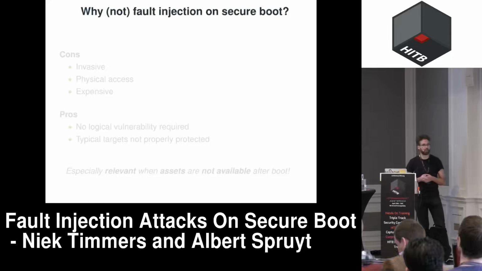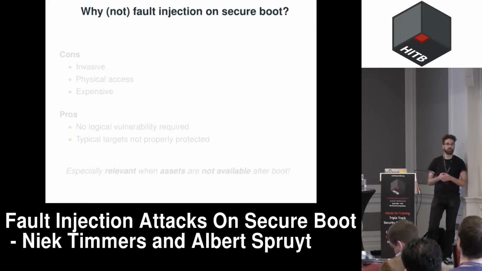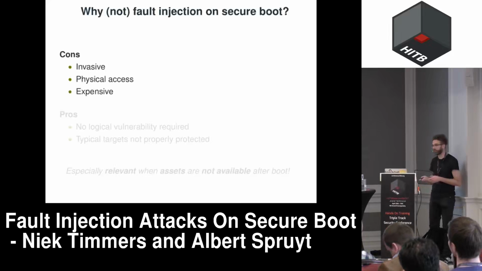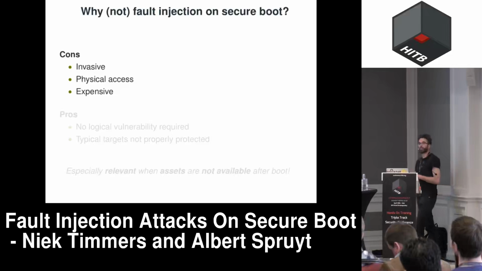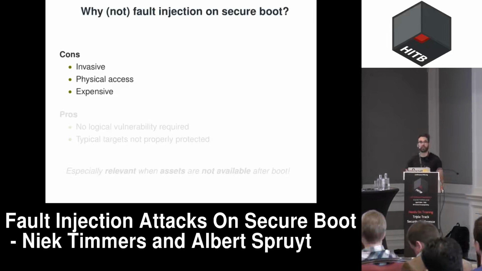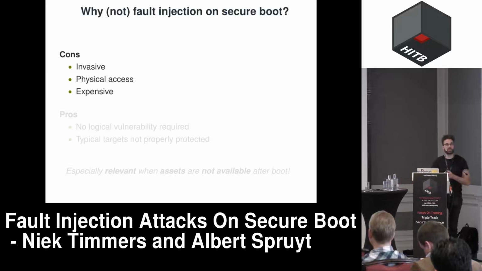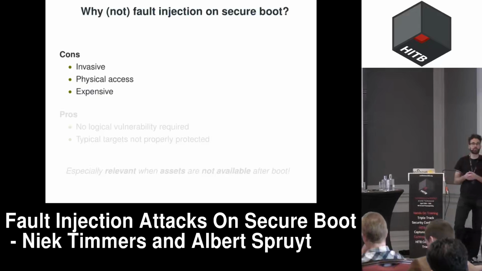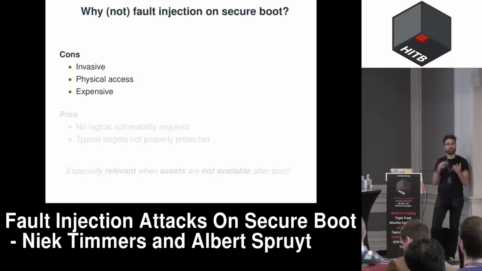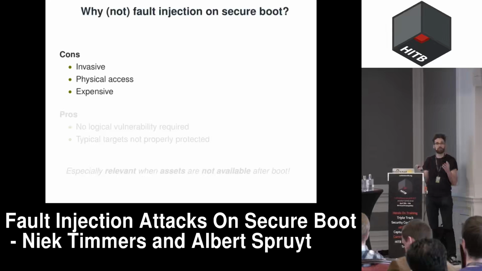However, there are some drawbacks to performing fault injection compared to software exploitation. For most of the fault injection techniques, we need to make modifications to the target, so you have to be invasive. For example, if you want to do voltage fault injection, you need to make modifications to the PCB in order to supply your own voltage to the target. And for optical fault injection, if you want to shoot a laser at the chip, you probably need to open the package with chemicals or something else.